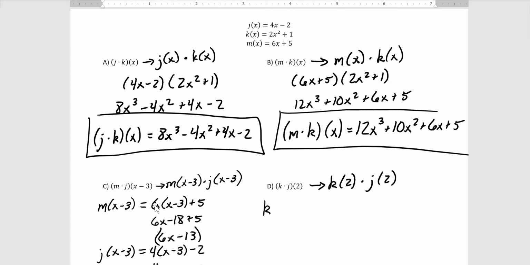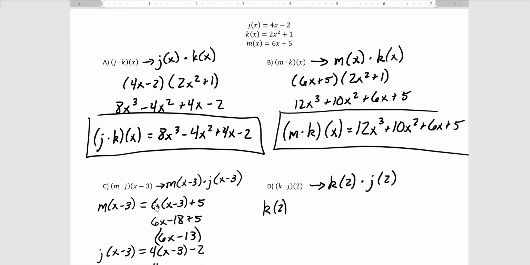Now, of course, you could do k times j of x and then substitute that in, kind of like we did up with our addition and subtraction. And we do have that right here. J times k is the same as k times j. So we could just plug in 2 to this 8x to the third minus 4x squared plus 4x minus 2. But I want to show the full process for this one. Or an alternative where we're going to find k of 2 and j of 2 first.